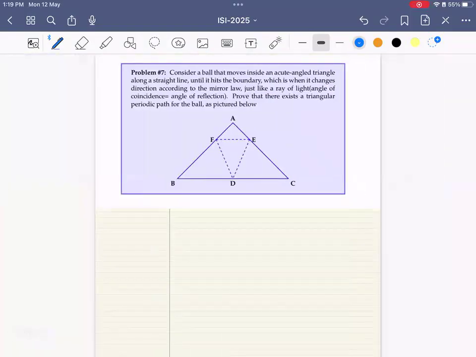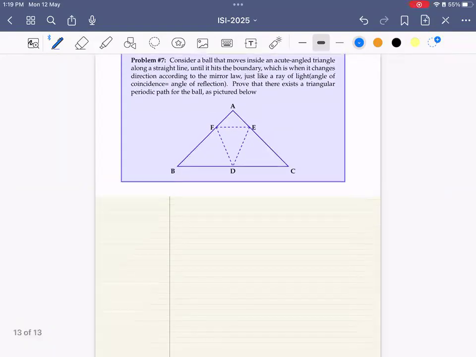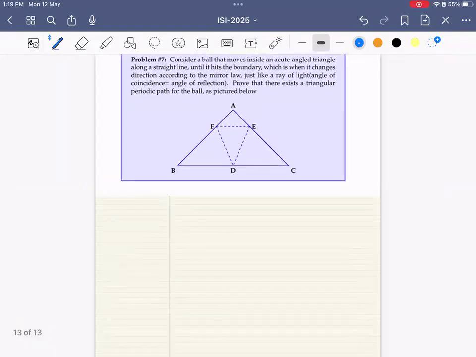So problem number 9.7. So it says that consider a ball that moves inside an acute angle triangle along a straight line until it hits the boundary. When it changes direction, according to the mirror laws. So if there is mirror law, I'm hoping that Dr. Strange will come to our rescue. Just like a ray of light, angle of incidence is equal to angle of reflection. Prove that there exists a triangular periodic path for the ball picture.